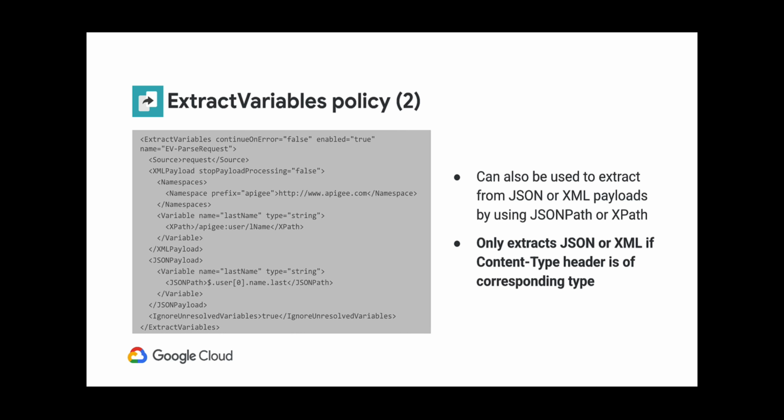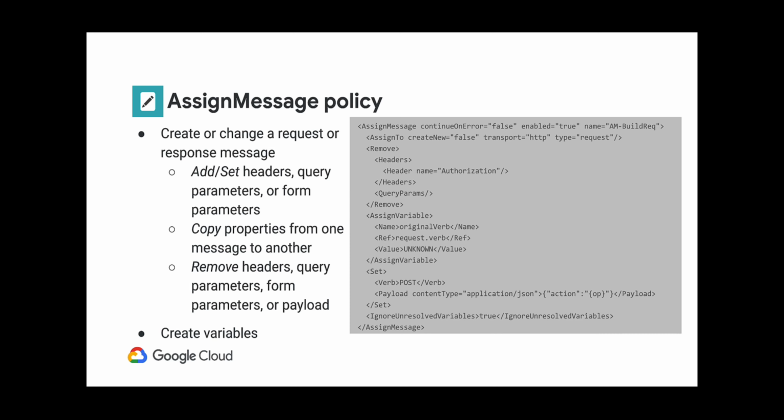The extract variables policy can also be used to extract data from JSON or XML payloads using JSON path or XPath respectively. However, it's crucial to note that Apigee will only parse the payload as JSON or XML if the content type header of the request or response is set to the corresponding type. So do remember to do that.